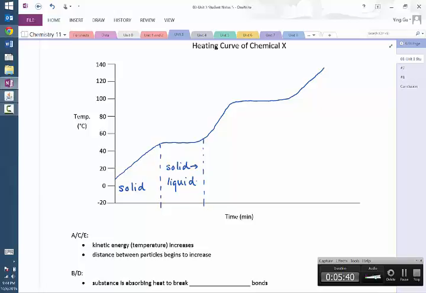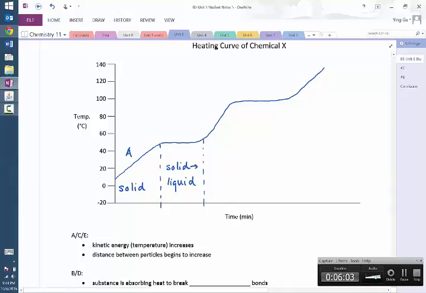So, in the beginning of the curve, I'm just going to call this section A. In section A, the kinetic energy is increasing because you put more heat into the system, the molecules are shaking, moving a bit more, and so the kinetic energy increases, so the temperature increases. At a certain point, the substance can't take it anymore. The intermolecular bonds are being stretched so far that they're starting to break.